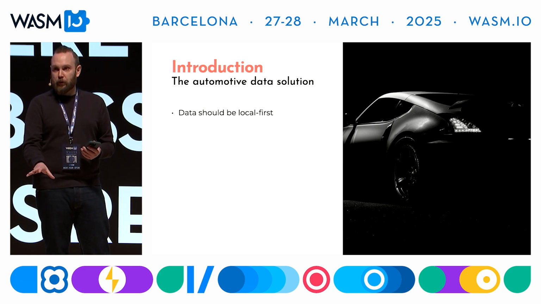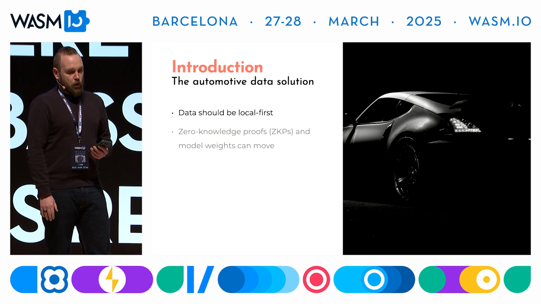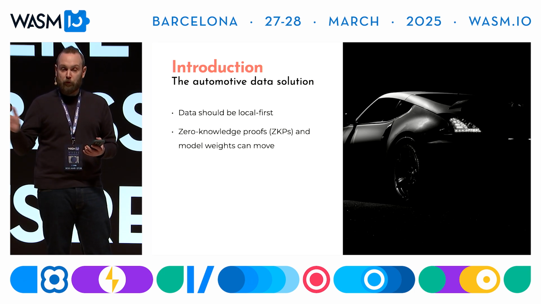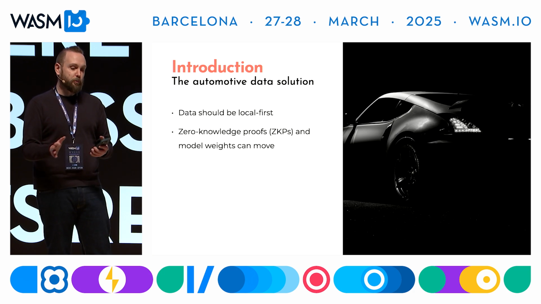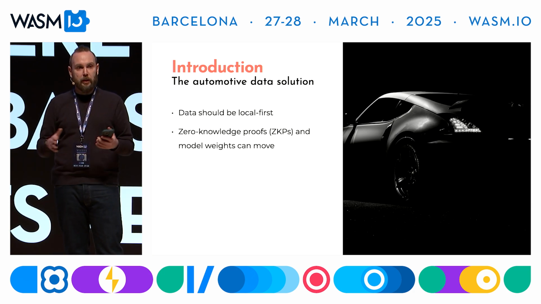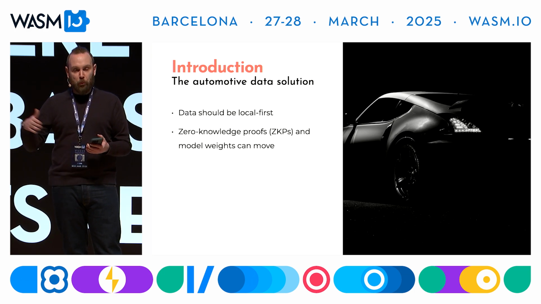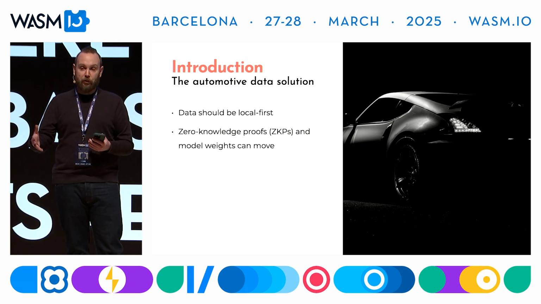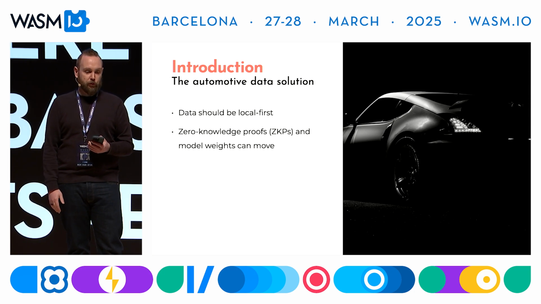So we keep the data in the vehicle, most of all. We use zero-knowledge proofs and model weights to transfer information back and forth. So there's not actual data, but we will transfer a zero-knowledge proof down the chain, meaning a computational proof, or we will send model weights for AI systems down the chain as well. But we won't actually send any data to any services.